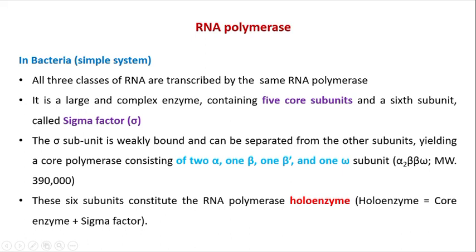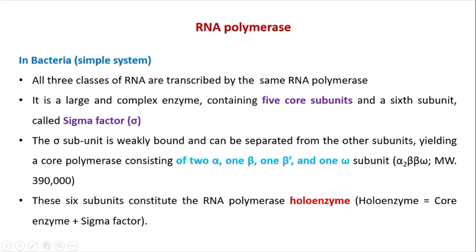So it's a large and complex enzyme structure. It contains 6 subunits in total: 5 core subunits, and another one called the sigma factor. The sigma factor is usually used for the starting of the process, the initiating point. Sigma factor initiates the transcription process. The sigma subunit is weakly bound and can be separated from the other subunits, yielding a core polymerase consisting of 5 subunits, that is 2 alpha, 1 beta, 1 beta dash, and 1 omega. So totally 5 subunits plus sigma factor.